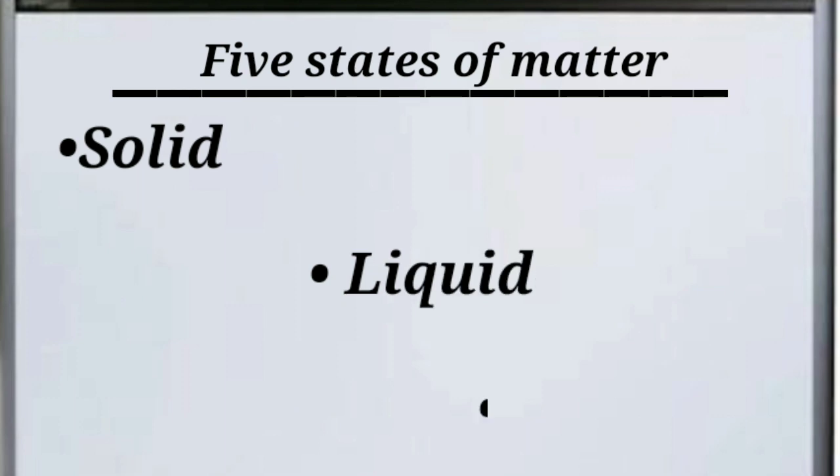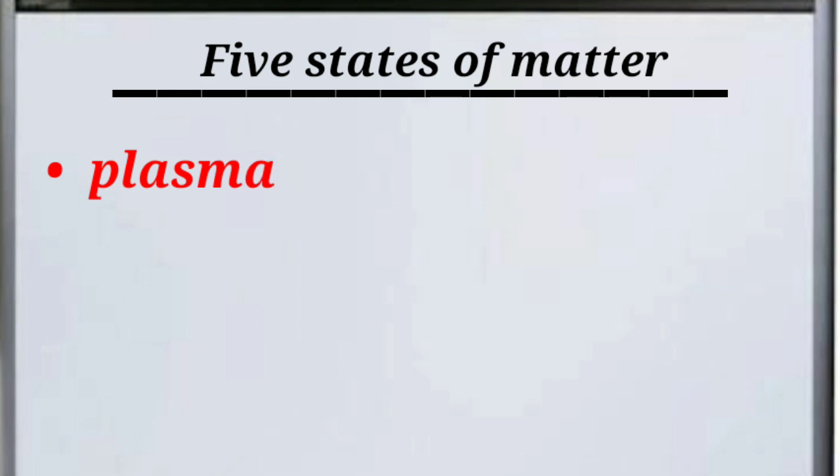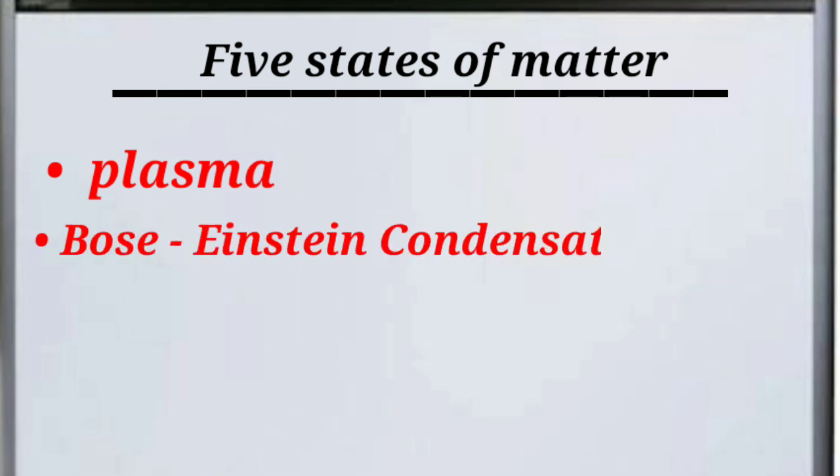As we have studied earlier, there are 3 states of matter: solid, liquid and gas. And now the scientists are talking about 5 states of matter. Apart from solid, liquid and gas, there are 2 more states of matter, and they are plasma and Bose-Einstein condensate. So now have a look at these 2 states of matter.